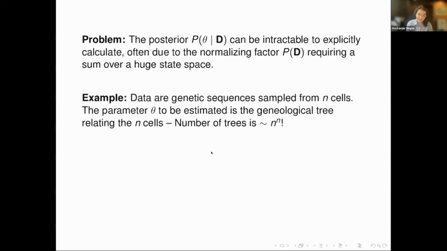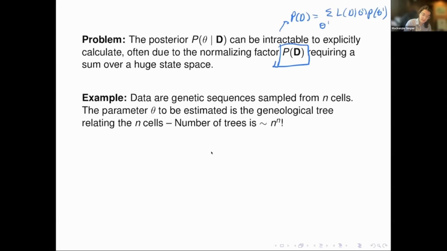So that was a very easy example, but the problem in practice is that this posterior can be intractable to explicitly calculate. Often the problem is this normalizing factor, which, remember, we said could be calculated by summing over all possible theta. This could involve a huge sum, a sum over a huge state space, depending on what our parameter is.